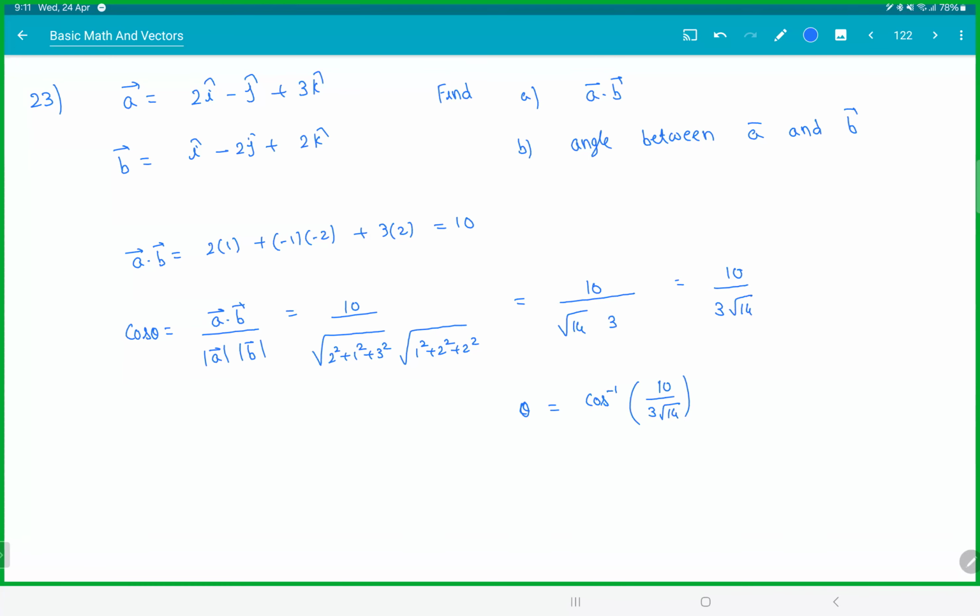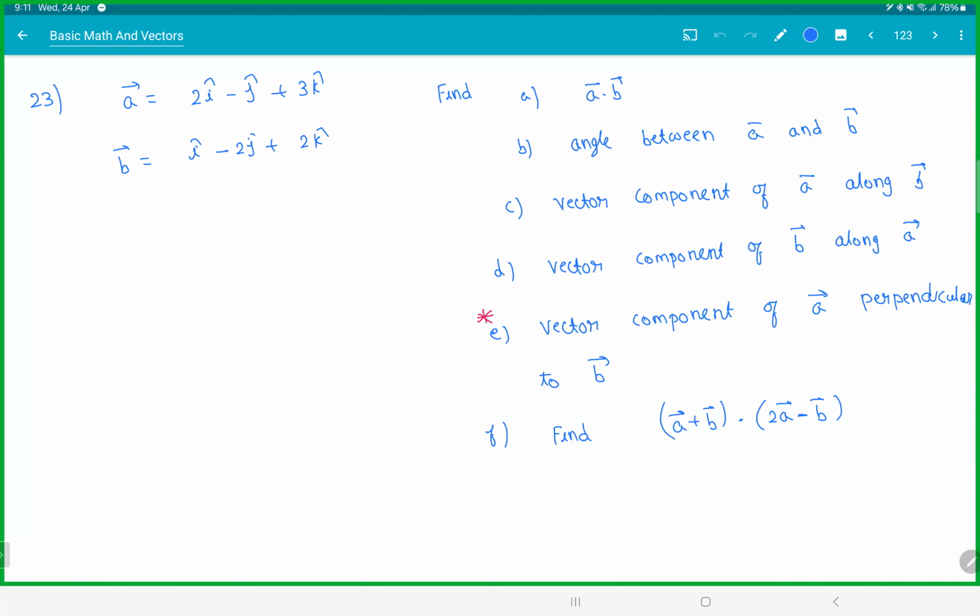That's the first two parts. Hope everyone got this. That's the easy one. Any doubts on this? Direct formula substitution, there's nothing there to think. Let's get these two.